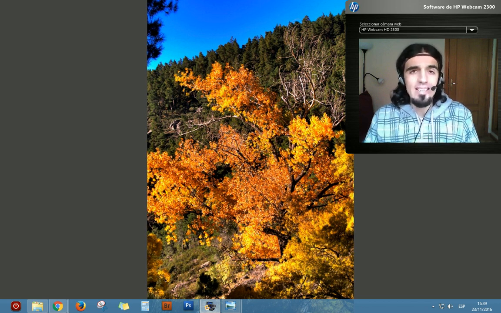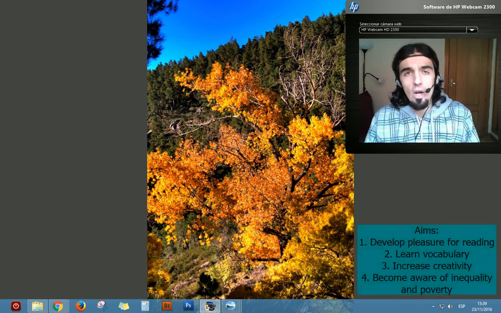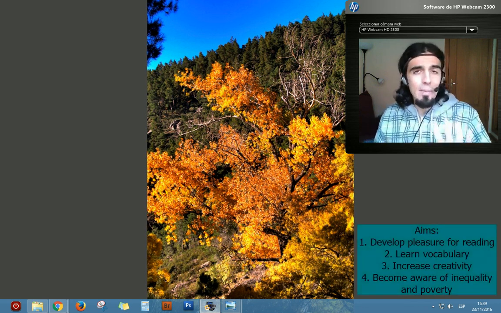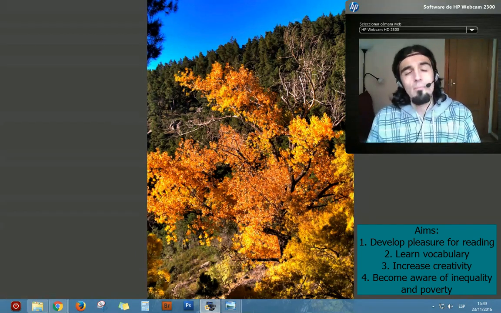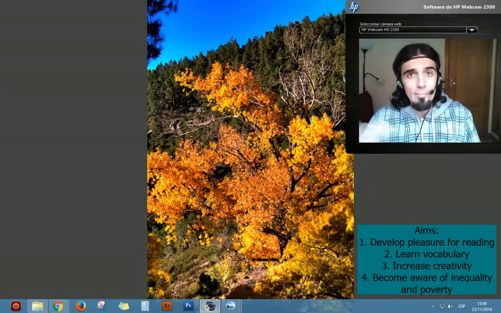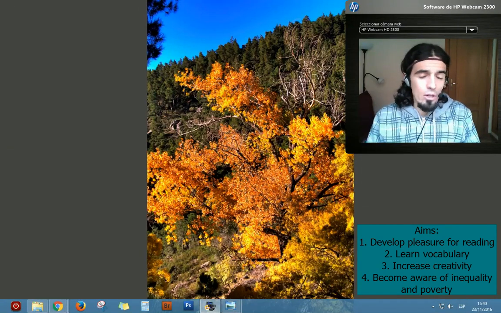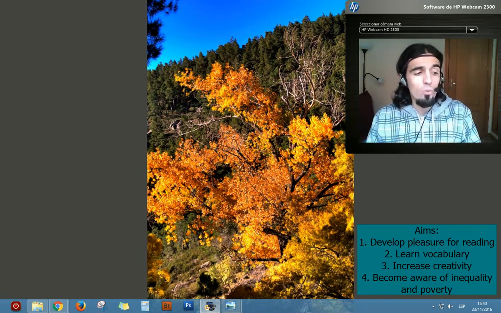Now let's see the aims of the activity, the goals. We have 4 big goals for this activity. The first of them is to develop pleasure for reading, alright? We just want to have them writing poems so they can enjoy reading poems later. The second objective would be to learn vocabulary, okay? That's our second goal. Then the third one would be to increase creativity, alright?